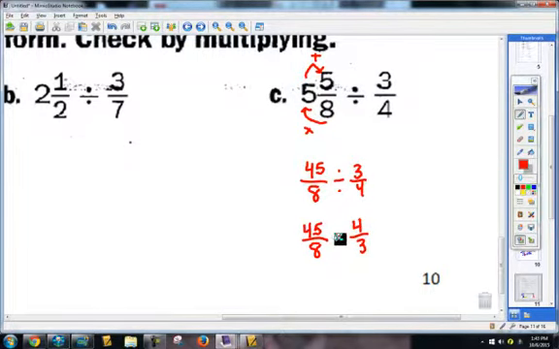Okay? So I look here and I try to see if there's any cross simplifying that I can do. I see that 4 and 8, I know that they both have a factor of 4, so I can divide by 4. Now maybe some of you that are a little bit better with your math facts can see that 45 and 3 both have a factor of 3. So you could divide by 3, and this would become 15. Now you end up getting 15/2, or 7 1/2.